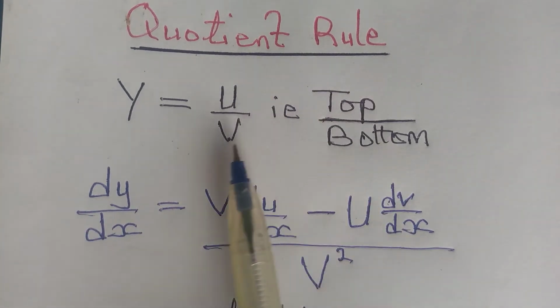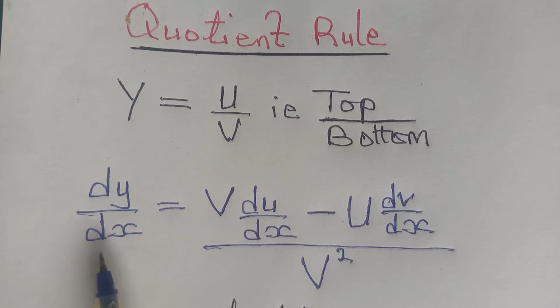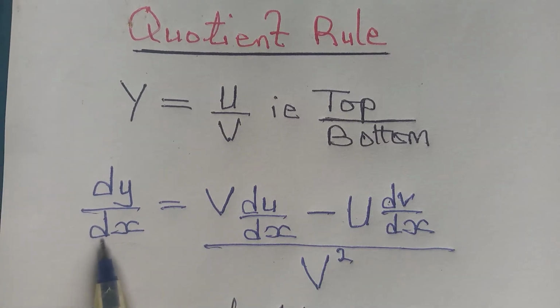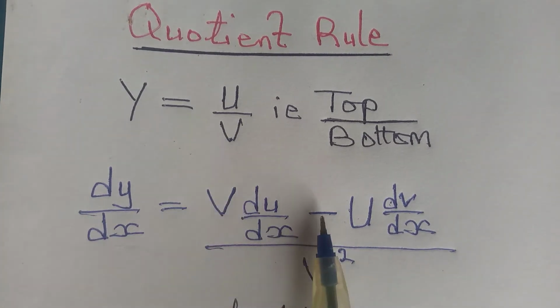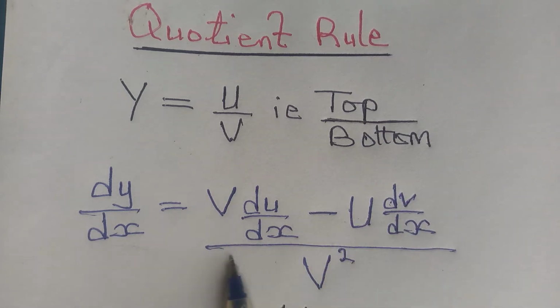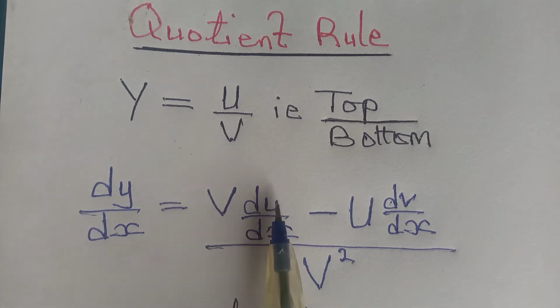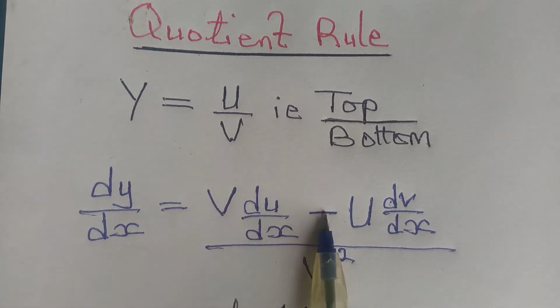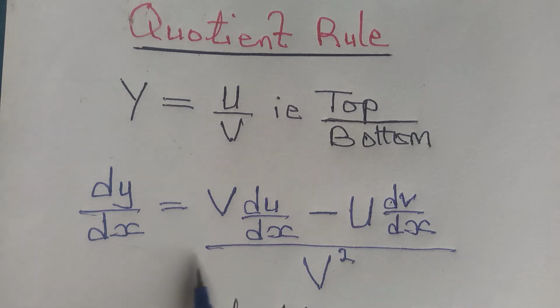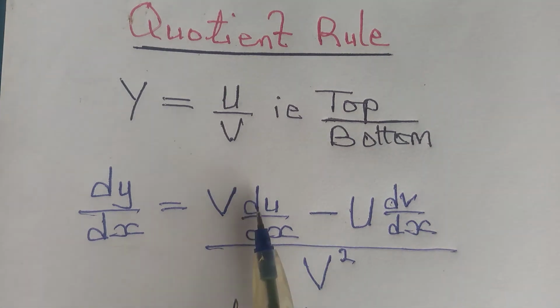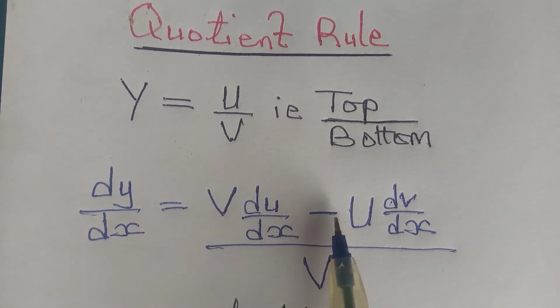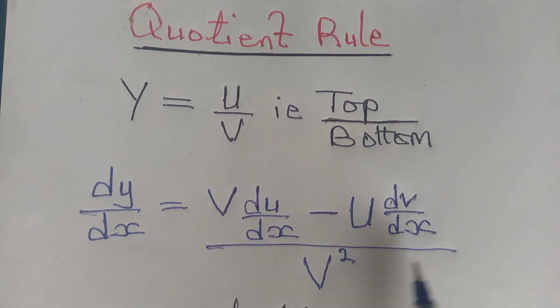Your u here is the top, the v is the bottom. And then the dy/dx for quotient rule is v du/dx minus u dv/dx all over v square. Now v here is the bottom, the top minus top, the bottom all over bottom square. Now this is where that song came from. Bottom the top minus top the bottom all over bottom square.